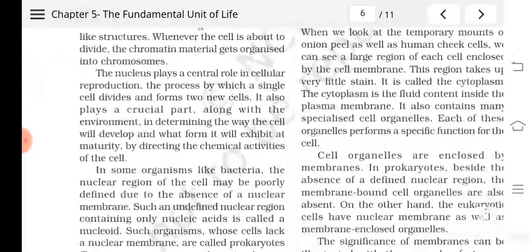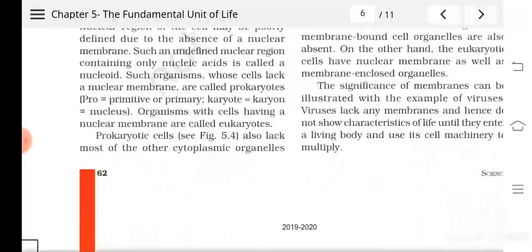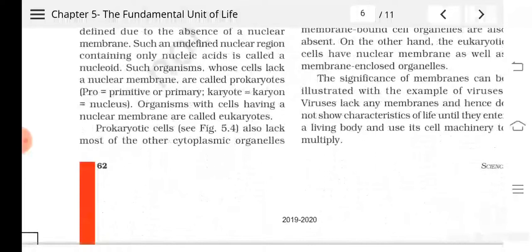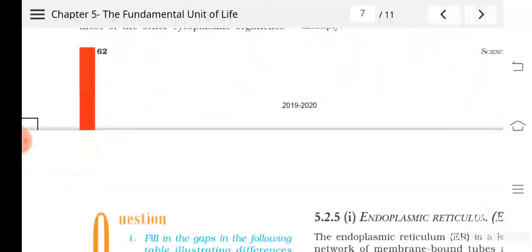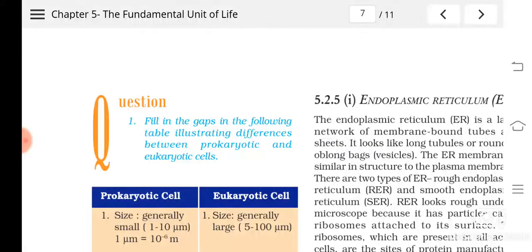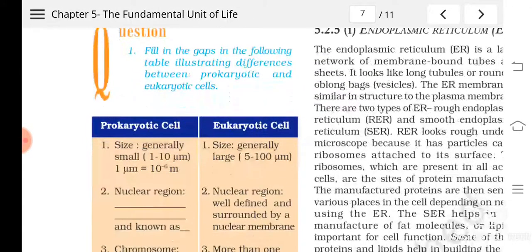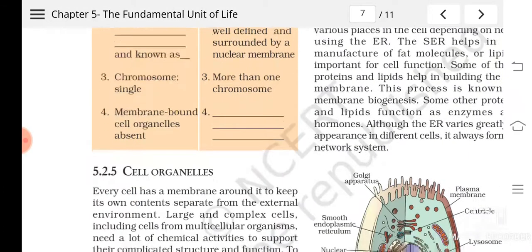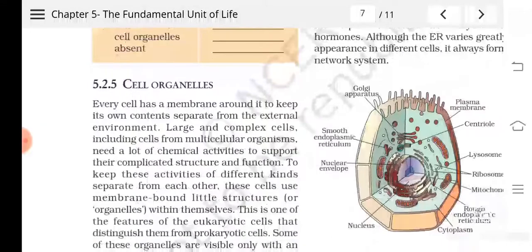I have also explained to you about the nucleus and its structure, and based on the complexity of the nucleus, cells are of two types. What are they? Prokaryotic and eukaryotic. The difference we have also discussed. So let's directly go to the cell organelles.